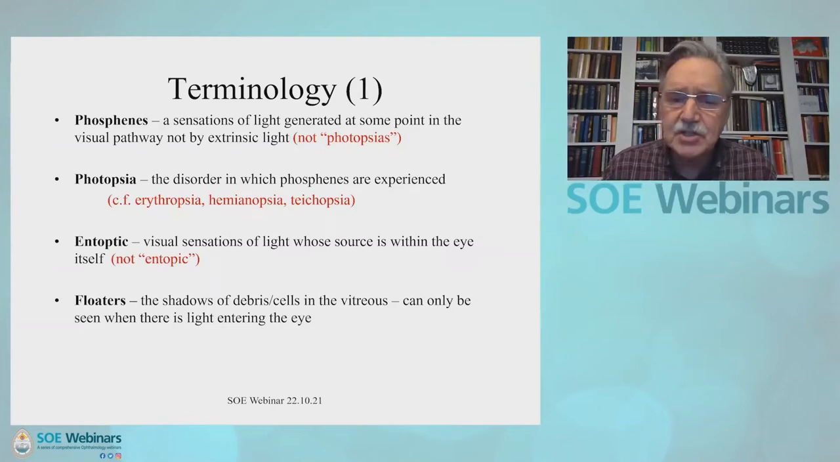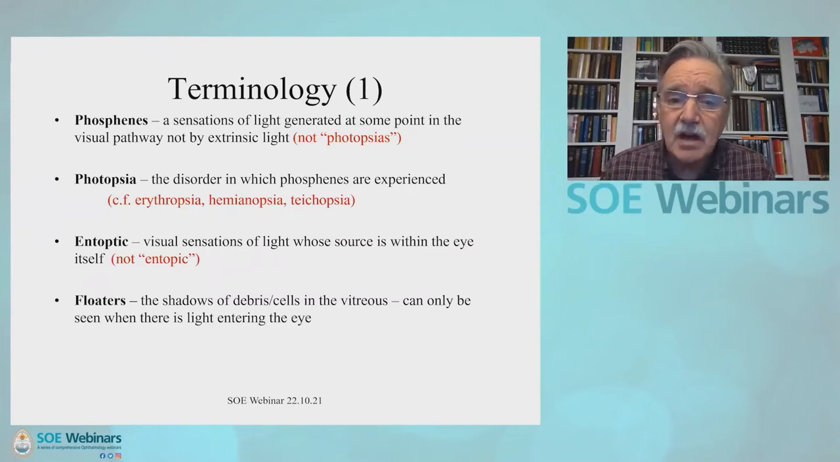Entoptic sensations are visual sensations that are generated within the eye itself. You will often see the word entopic used for this in publications. This is quite wrong. Entopic is the opposite of ectopic. We don't use it very often. It refers to an organ that's in its proper position.